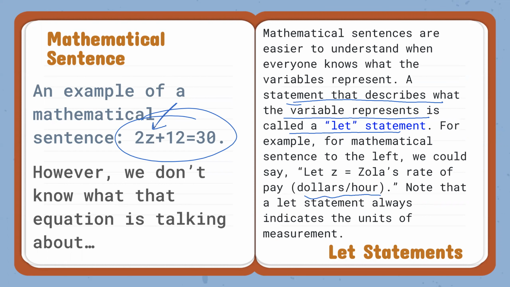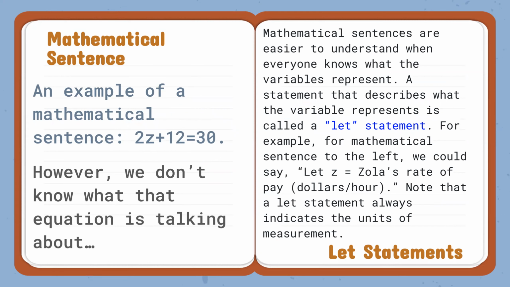And so what could this mean then? If now we know that Z is Zola's rate of pay, maybe it means that she worked 2 hours for Zola's rate of pay. Maybe her rate of pay is like $15 an hour. Oh, we don't know what it is. We could figure it out. And plus 12, not sure what that 12 is for, maybe some overtime or a bonus or something, is equal to $30. Okay, so that's what a let statement is. It helps us in understanding what the equation is talking about. So let's go ahead and move forward.